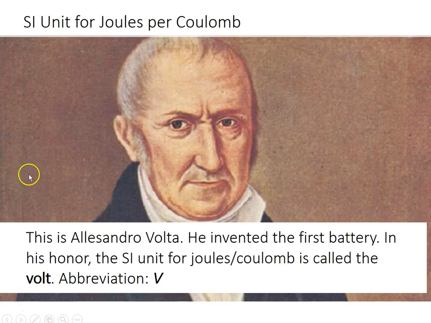Okay, now we're going to get to the volt thing. Potential difference is joules per coulomb of charge. However, this guy is Mr. Volta. He invented the first working battery, which is an amazing thing. And in his honor, whoever ran the SI, the International System of Units, said, let's name joules per coulomb after him. So a joule per coulomb is called a volt, and the symbol is capital V for volts.